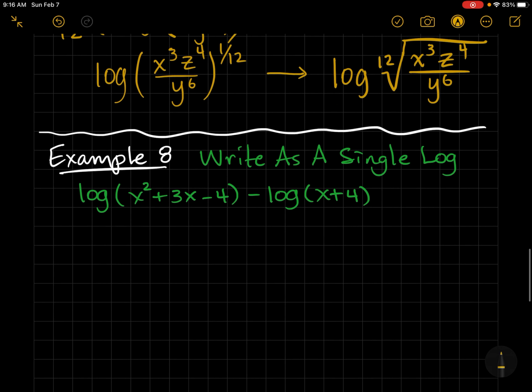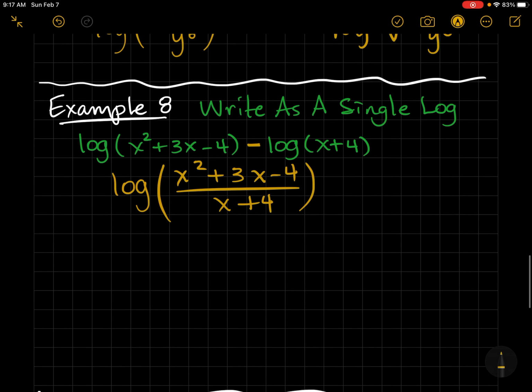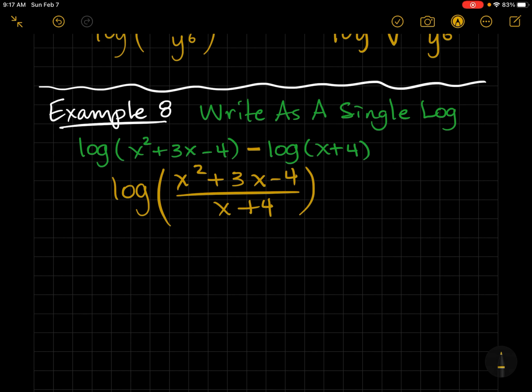Example 8. Write as a single log. Now I'm starting to prepare you for solving equations with logs. I'm getting you ready for our next lesson. But there's no equal sign yet, but we're getting ready. Remember subtraction. Positive goes in the numerator. The negative stuff goes in the denominator. Now, we need to see if this is going to reduce or not. So I'm going to factor the numerator just to double check and see.